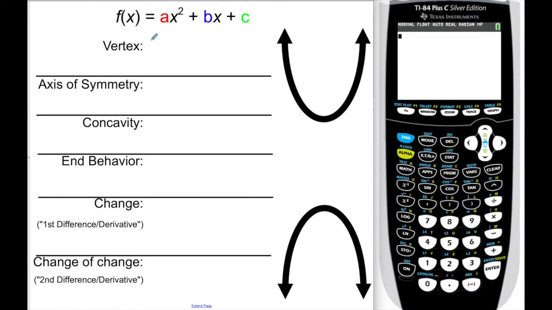The vertex is that meat and potatoes point, that really important, valuable point. If you need to know a point, this is the one you want to know. That is because it is the highest or lowest point. So it represents either the biggest value the function hits or the smallest value the function hits.